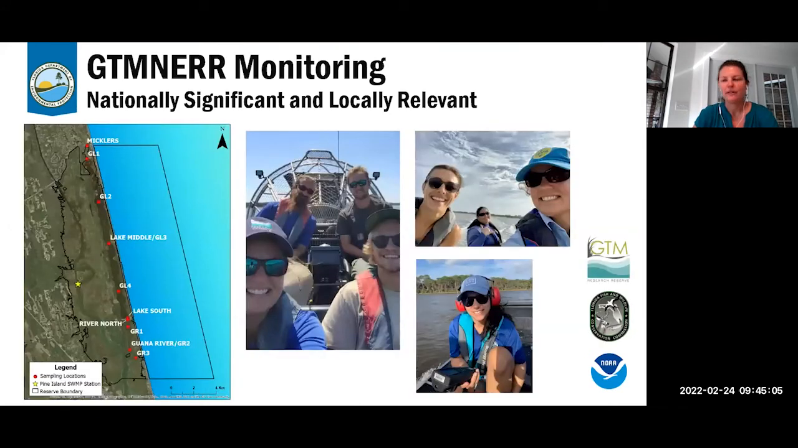But what I love about working for a NERR is that we're not only nationally significant, but we're locally relevant. So over the past 5 years, we've been able to fill a data gap by monitoring 10 sites in the Guana River estuary, by working with partners. And you'll see from Olivia's presentation after Shannon that we've been able to make some progress, and it's really exciting. So stay tuned for all of that.